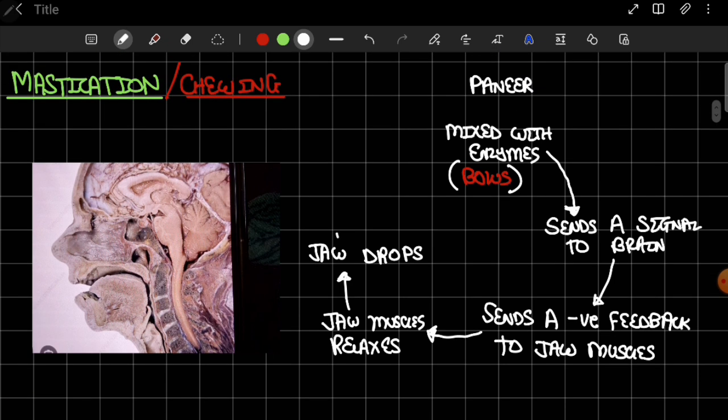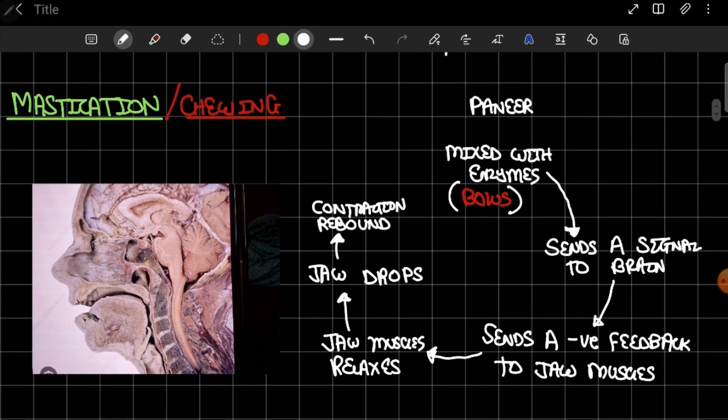Now, since the jaw has dropped, it will also cause the contraction of the jaw. So, the contraction rebounds. Contraction rebounds means if the jaw drops, further contraction should rebound to keep the jaw in position. So, the contraction rebounds. And further, mixing of food occurs and sends a signal to the brain.